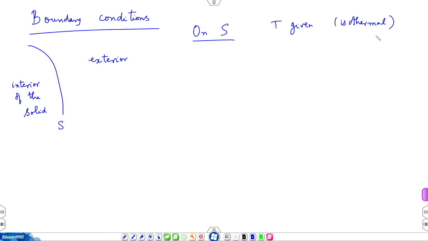Some students who have exposure to differential equations and Laplace, del square T equal to 0, T given, said, is it a Dirichlet condition? I said yes. But in our context, it is isothermal.